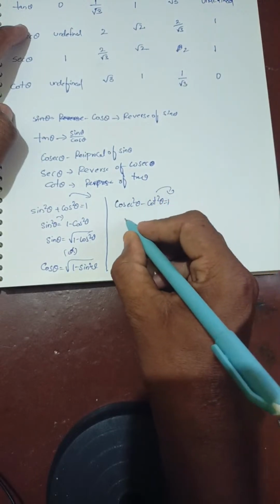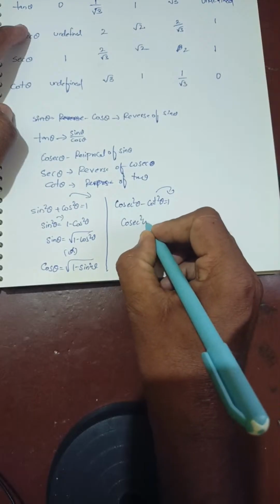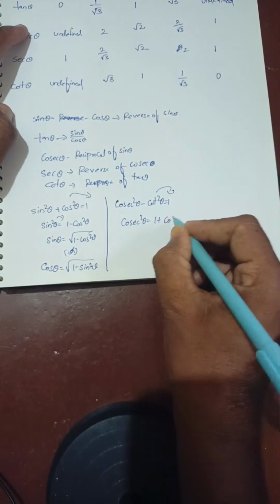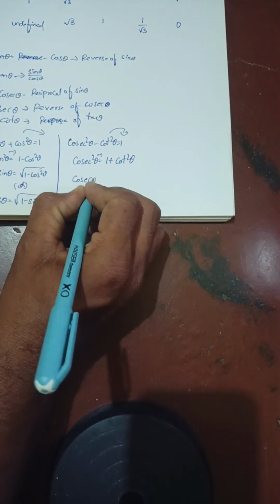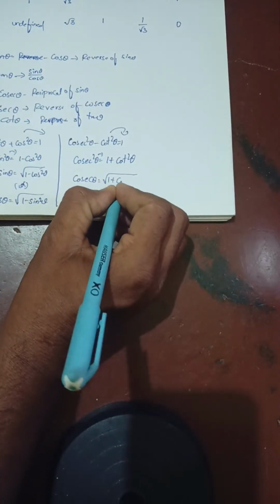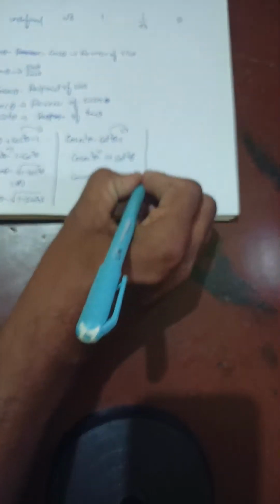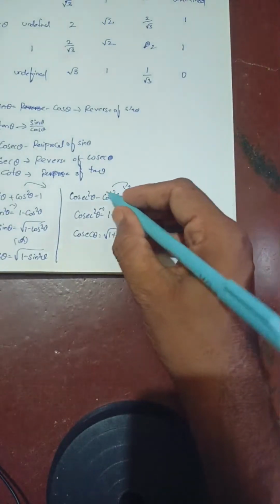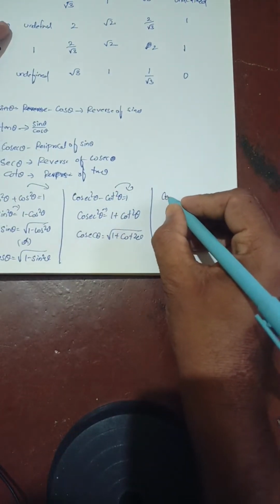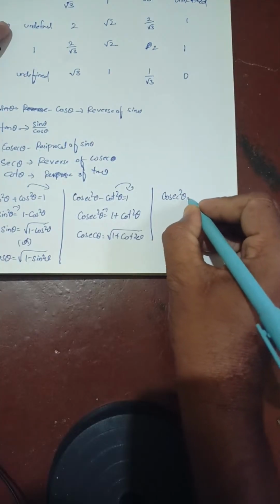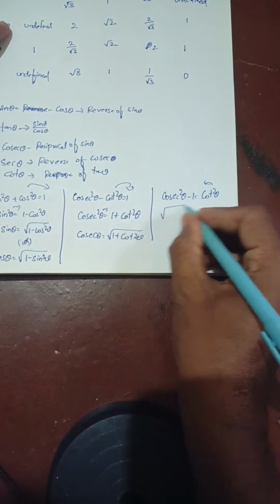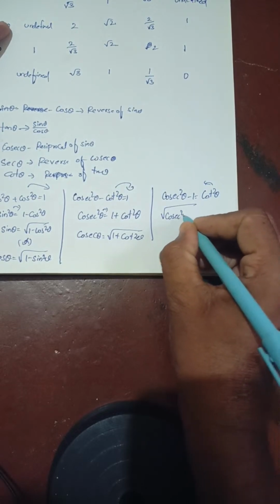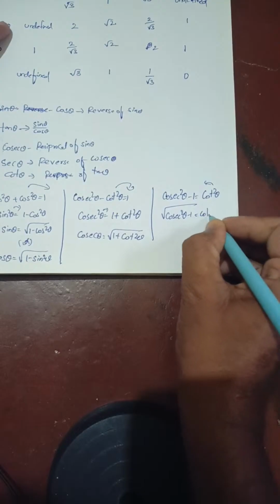When it comes to the second identity, cosecant square theta minus cot square theta is equal to 1. You bring it to the right hand side, cosecant square theta is equal to 1 plus cot square theta. So square goes right hand side, becomes root. Cosec theta is equal to under root of 1 plus cot square theta. Now if you interchange these two, what you will get? Cosec square theta minus 1 is equal to cot square theta. Square goes right hand side, becomes root. Under root of cosec square theta minus 1 is equal to cot theta.